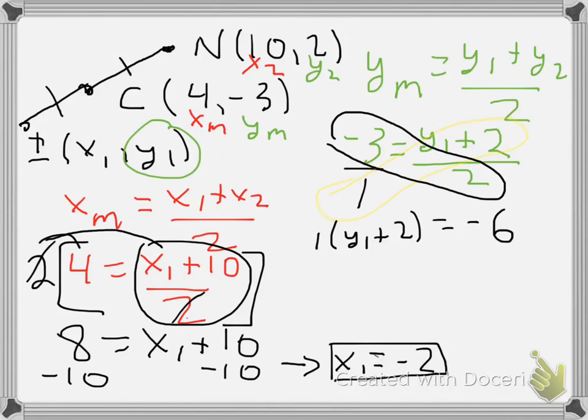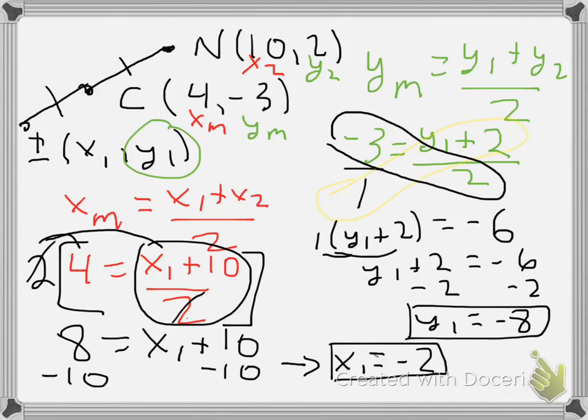You could have done the x's this way, but I wanted to show you two ways to do it. So we know that 1 times anything is just y1 plus 2 equals negative 6. Then I'm going to subtract 2 from both sides, and I get that y1 is negative 8. So if you want to get the coordinates for I, I'm going to erase these parts here. The coordinates are going to be x is negative 2, and y is negative 8.